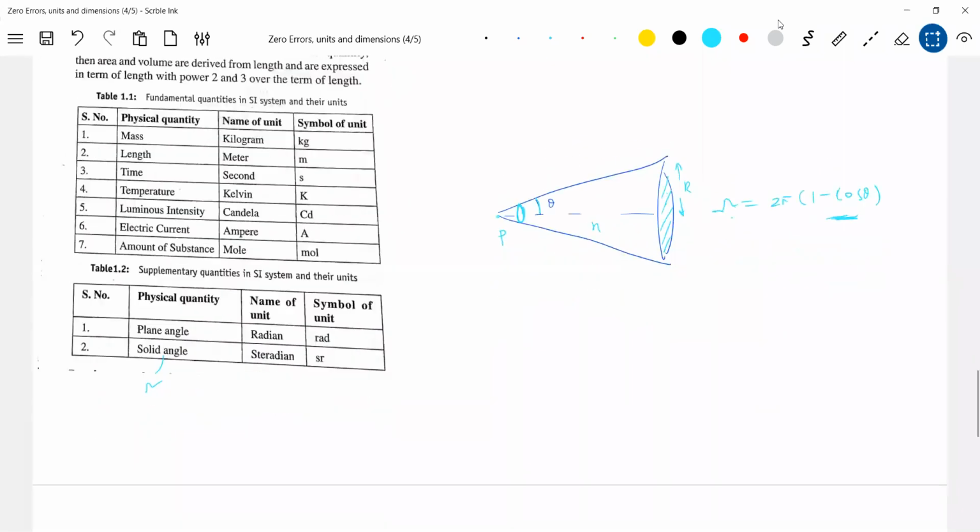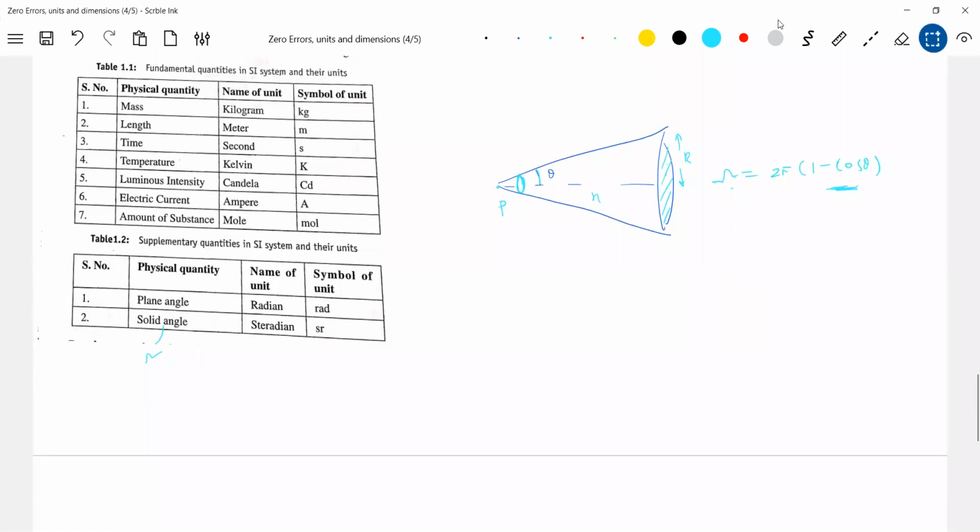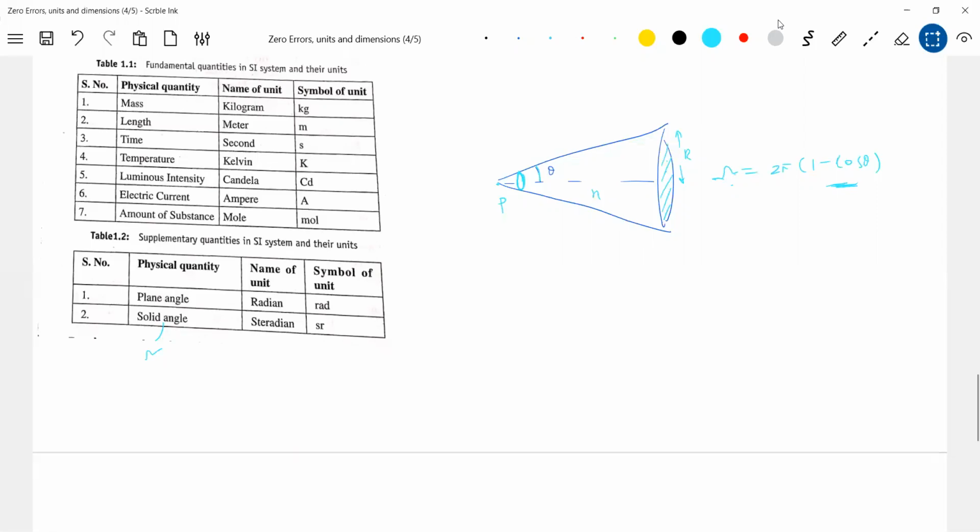We have derived and fundamental quantities. So what are the units? I think you are quite familiar with everything: MKS, CGS, FPS. Now we are in SI. So I am not bothered about CGS, FPS, or even MKS. Let's focus more on the SI units here. After this, we'll take the dimensions of a physical quantity.